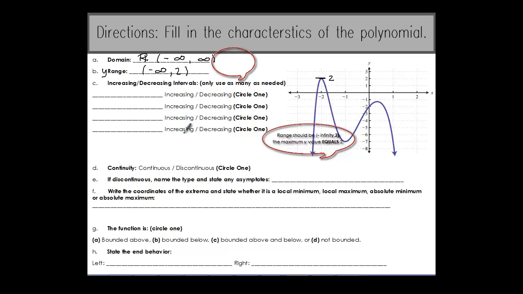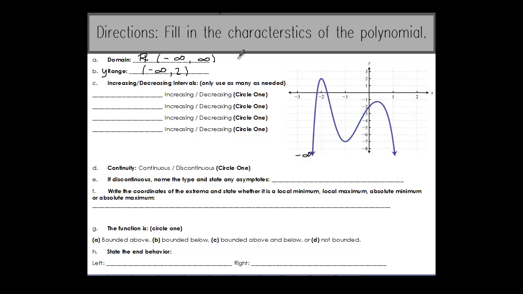Our increasing and decreasing intervals are simply where the graph changes from either going up, increasing from left to right, or going down. The easiest way to write our intervals is to label our graph first. Because we use x values to write increasing and decreasing intervals, the left side we write as negative infinity because our x values on this side are at negative infinity.